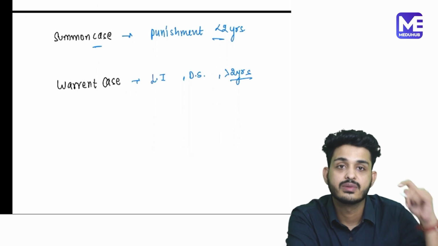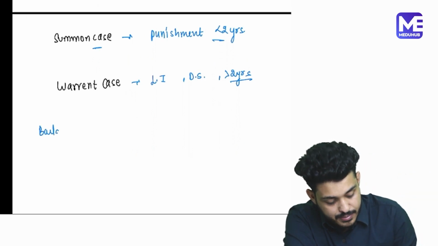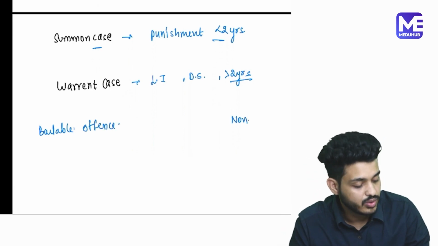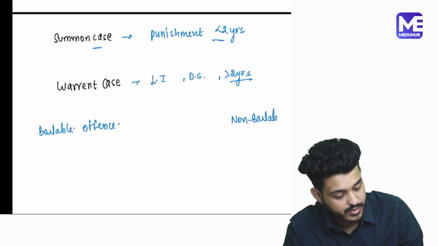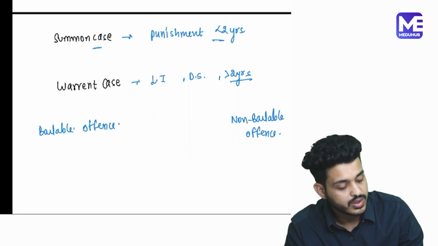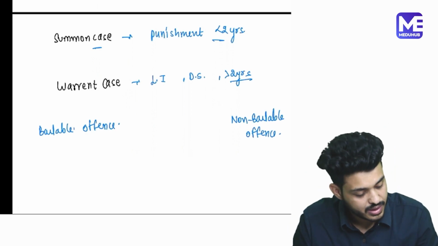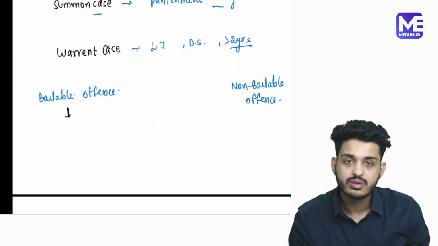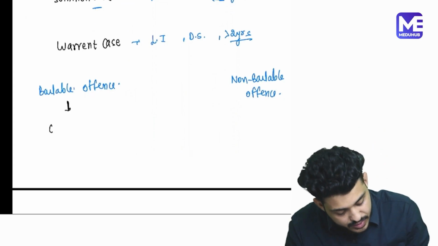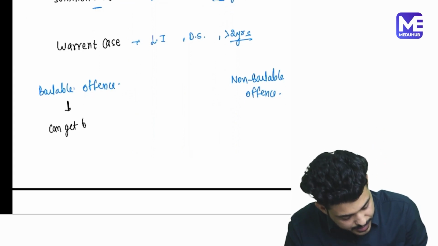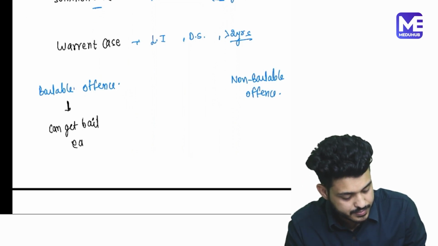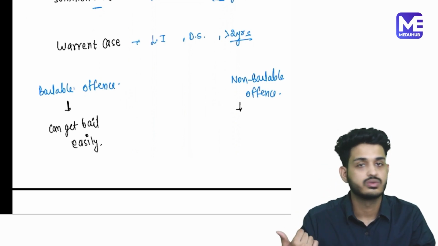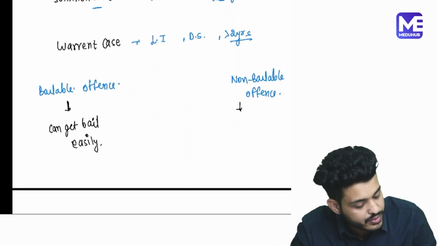Two things, some offenses are bailable and non-bailable. So what is a bailable offense and what is a non-bailable offense? In a bailable offense, you can get bail easily from the police itself. But in a non-bailable offense, you cannot easily get the bail. You need to go to a judicial magistrate if you want the bail.